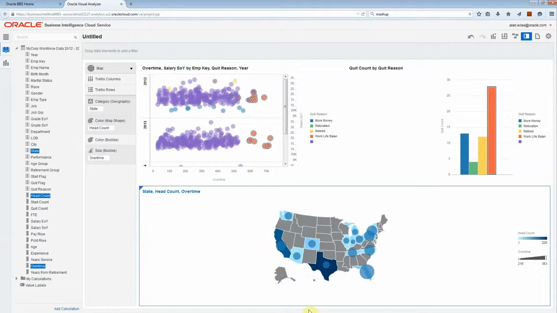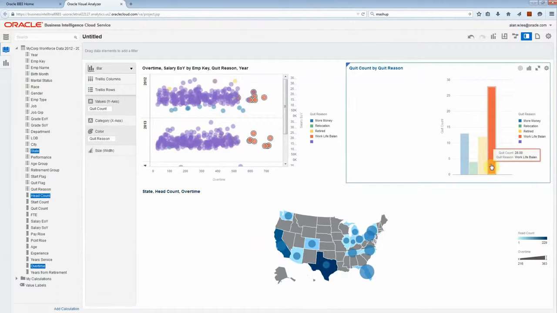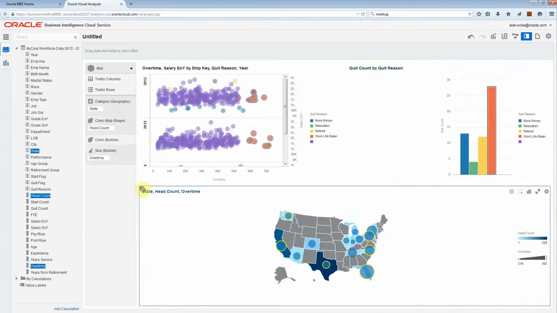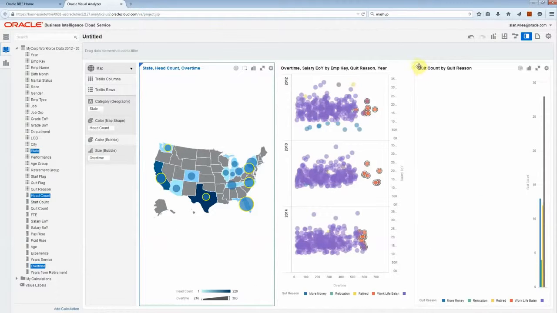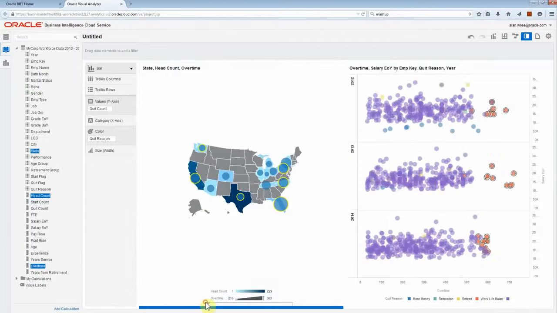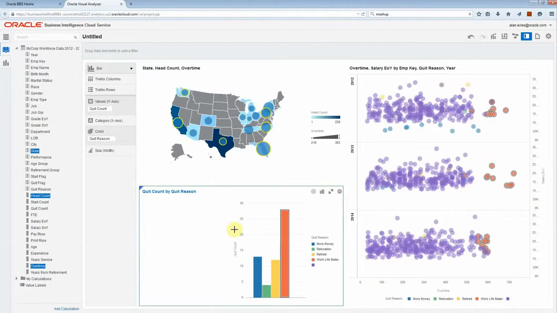So I can immediately see that whilst Texas has our largest head count, our most significant amount of overtime is in Florida. And if I click on the levers, I can see that most of our levers are also represented in Florida, so these overtime people. So what I might do is actually make this a little bit easier to read. I'll rearrange the visualization and see how that can help me.